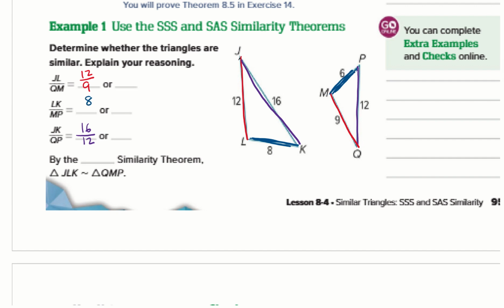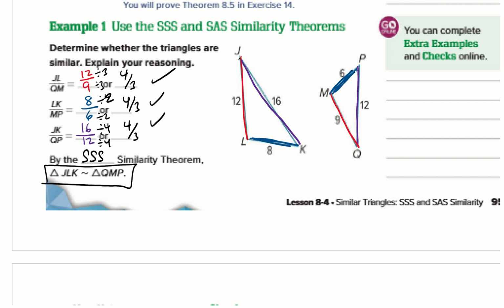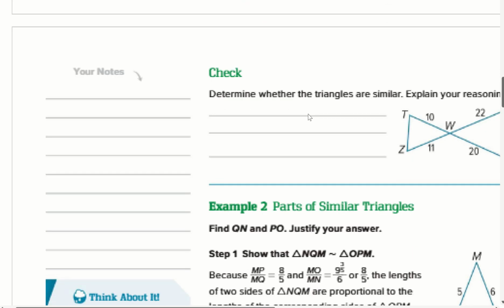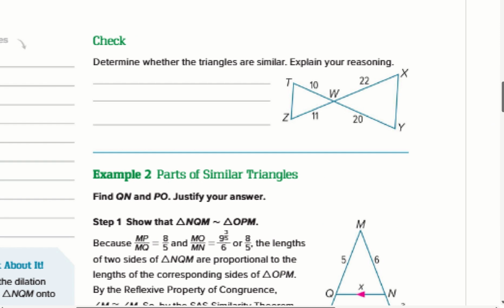So 8 over 6. And then we can reduce these fractions. So we can divide by 3 here, so we get 4 thirds. We can divide by 2 here, we get 4 thirds. And then we can divide this one by 4 to get 4 thirds. So notice that these all match up, right? And therefore by the SSS similarity theorem, those two triangles must be similar. All right, so let's look at the next one. Go ahead and pause the video, see if you can try to check.